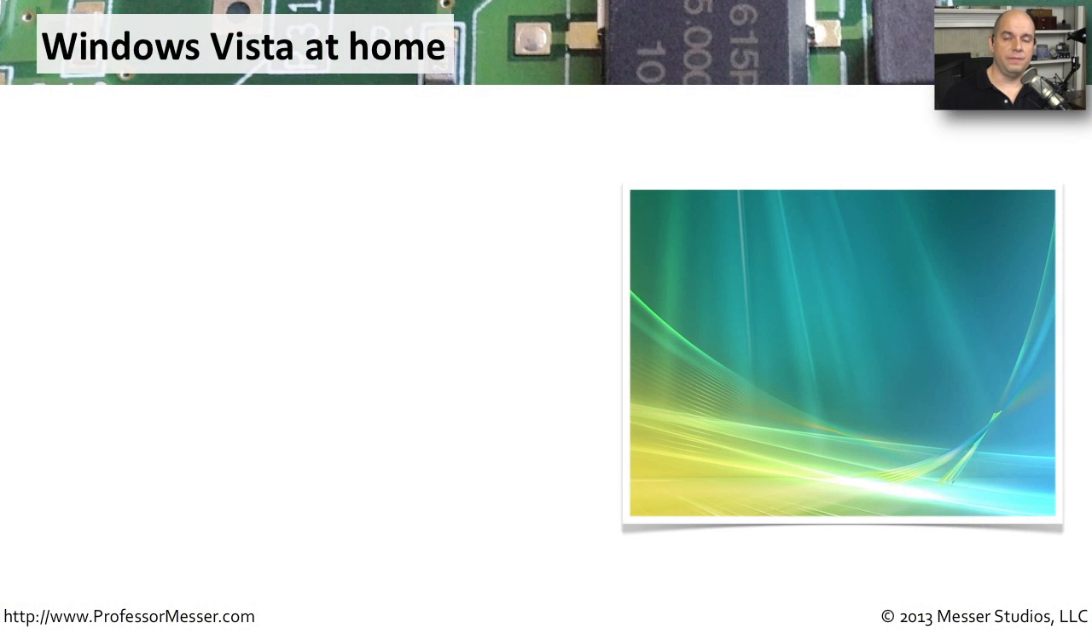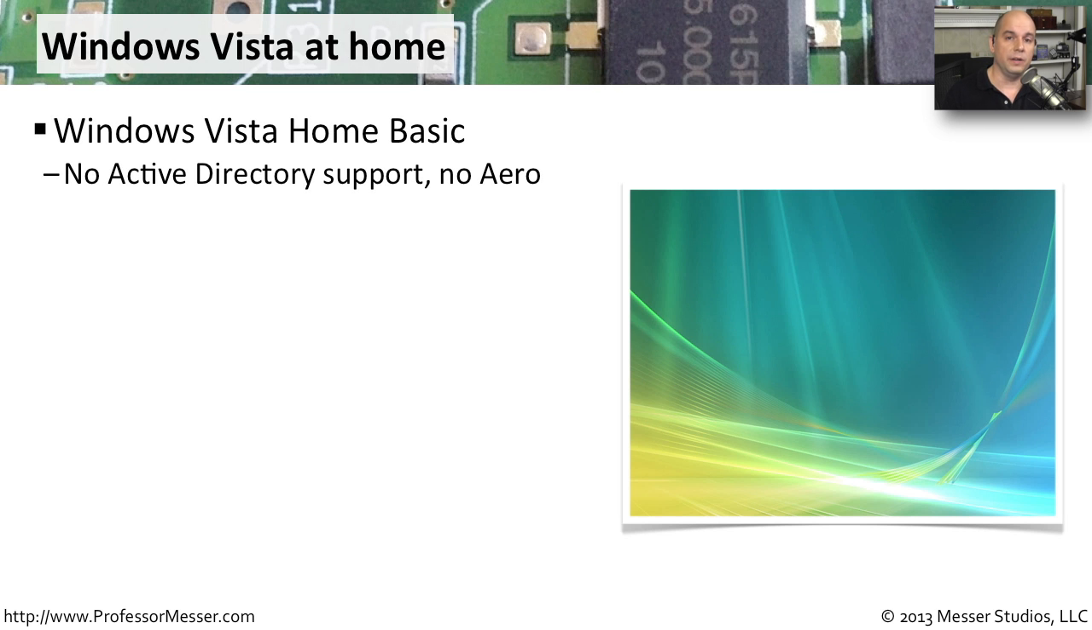Microsoft released Windows Vista in 2007, and with this release of Windows, they started segmenting off the different versions of Windows. There were many different options to choose from. In a home environment, you would generally run into one of these editions.